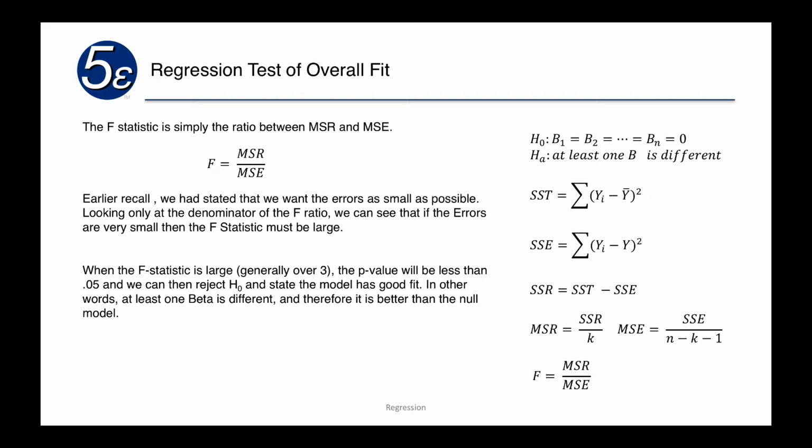So the smaller the errors, the smaller the MSE will be, and the larger the F statistic will be. When the F statistic is large, generally over 3, the p-value will be less than 0.05, and we can reject the null hypothesis and state that the model has good fit. In other words, we would say, more specifically, that at least one beta is different, and therefore it's better than the null model.